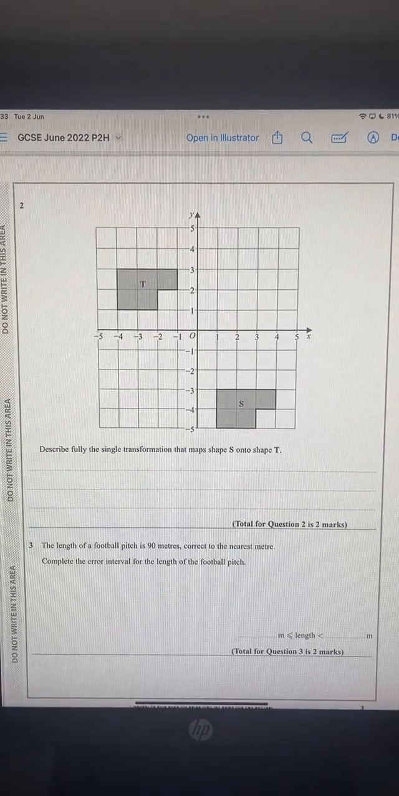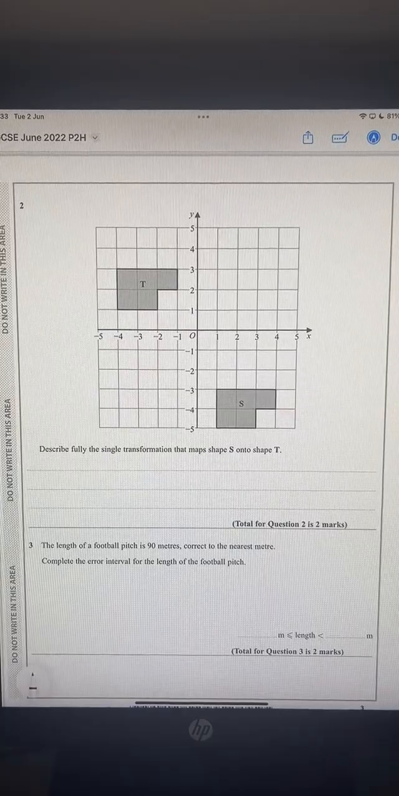Okay, for question 2. If you were in my GCSE live 2 days ago, we did a really annoying transformations question, and I pointed out some tricks on how to recognize which sort of transformation it is.